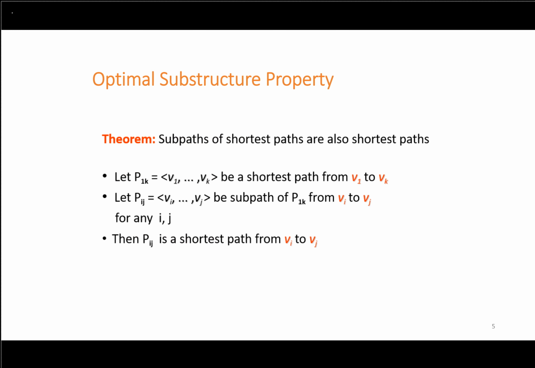The first one corresponds to the optimal substructure property. Given a path, if that is the shortest path, then all the subpaths of the shortest path are also shortest paths. We use P1k to represent a shortest path from v1 to vk. We use Pij to represent a subpath of P1k from vi to vj for any i and j. Then Pij is also a shortest path from vi to vj.